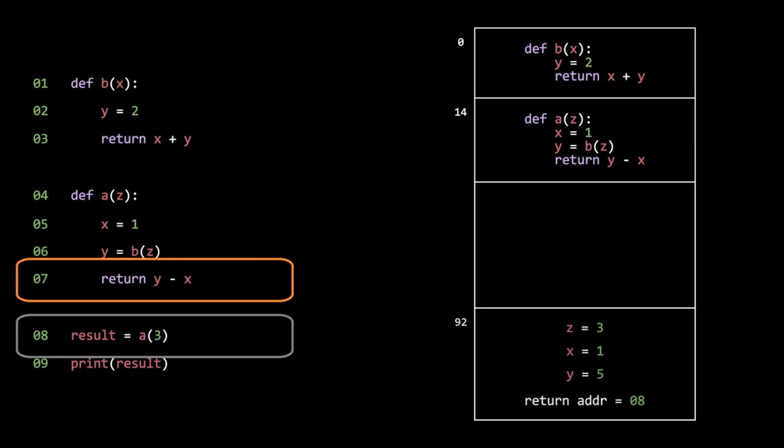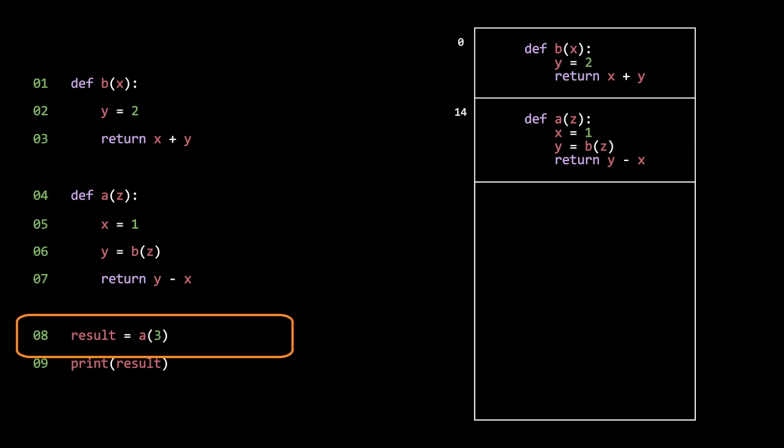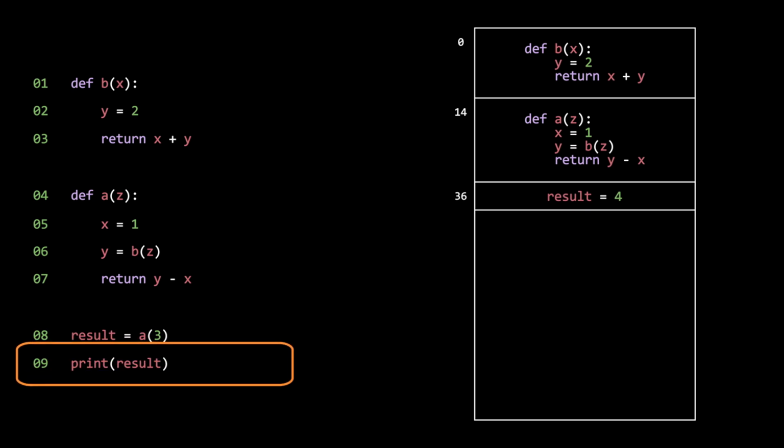Okay, notice that it's also going to clear the stack frame, because we're no longer executing the A function anymore. So now we create a new global variable equal to that 4 value that we just computed, and then we print it out to the console.